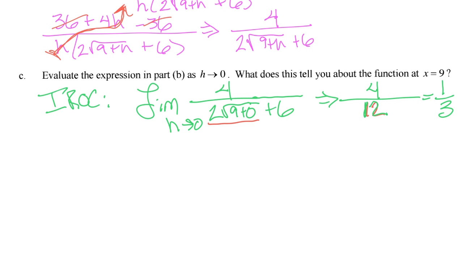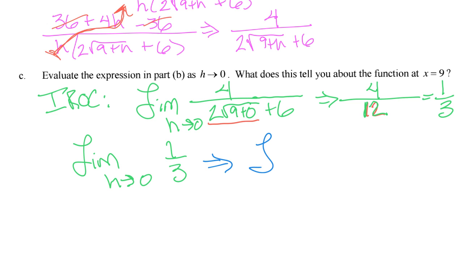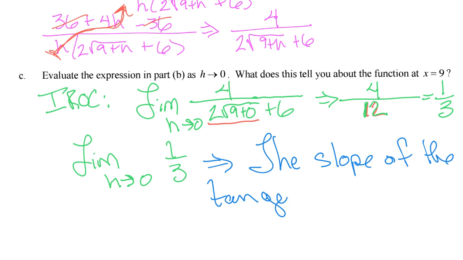And 4 over 12 is going to simplify to 1/3. So the limit as h approaches 0 is 1/3. What does that tell us? That tells us that the slope of the tangent line, let's write this out. Make sure that it's solid in your head. The slope of the tangent line at x equals 9 is 1/3. And that is the end of number 5.